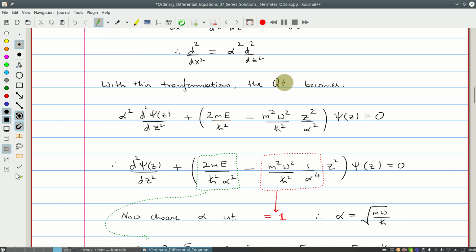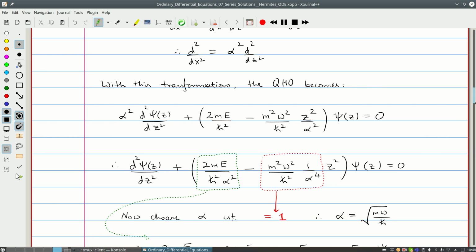The quantum harmonic oscillator becomes alpha squared times d squared by dz squared of psi of z. I put the z there to remind us that now it's a function of z. And then we have the stuff in the parenthesis times psi of z is 0. Now what we're going to do is divide by alpha squared, because I want the first term to have a coefficient of 1. So we divide by alpha squared throughout, we get this equation.